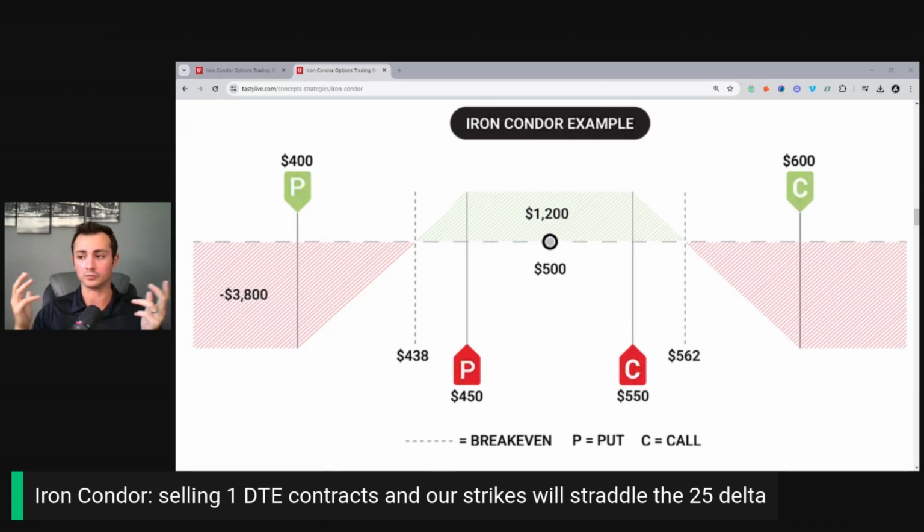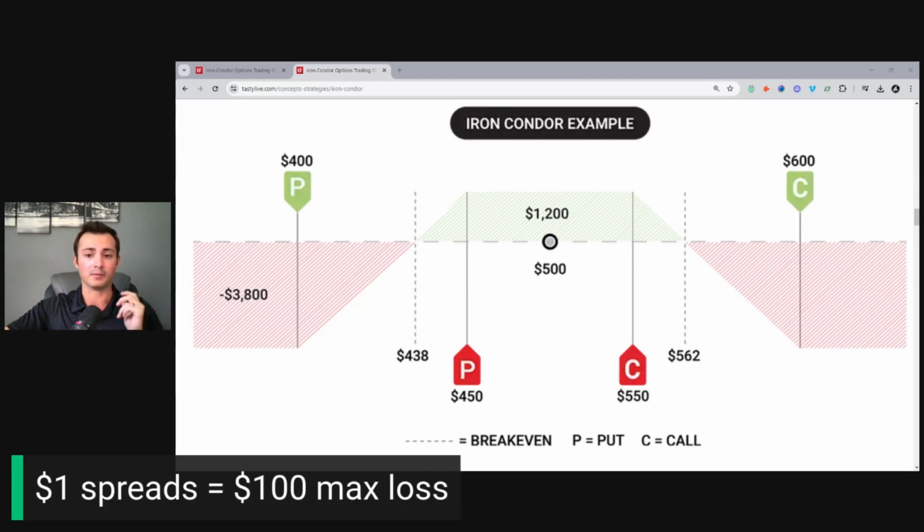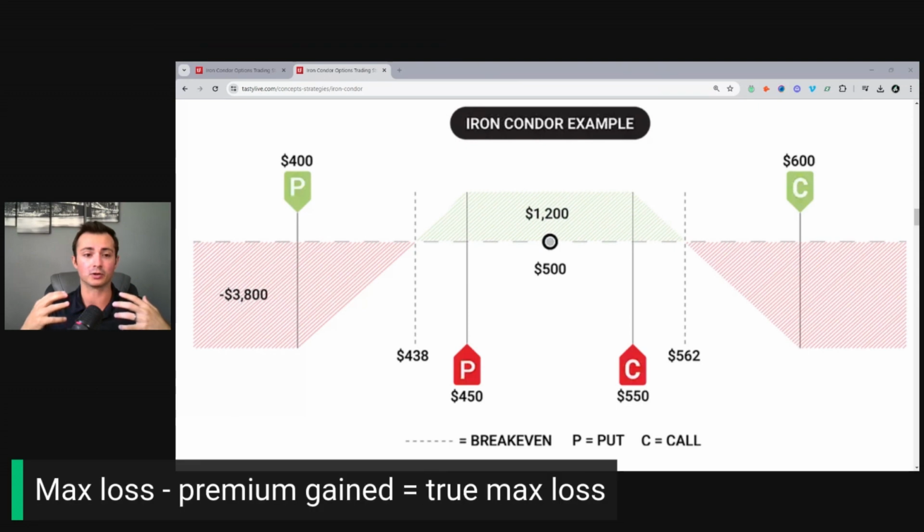It's been working out. We've been publishing results on this, and results have been pretty great. We set up our strike prices straddling the 25 delta. The example I'm going to give on screen is not going to be straddling the 25 delta, because when we do, the way PeakBot trades this strategy, we set up a $1 spread. A $1 spread means we essentially have a max loss of $100. And that's not even our true max loss, because we have to factor in the premium gained to get to our total max loss.